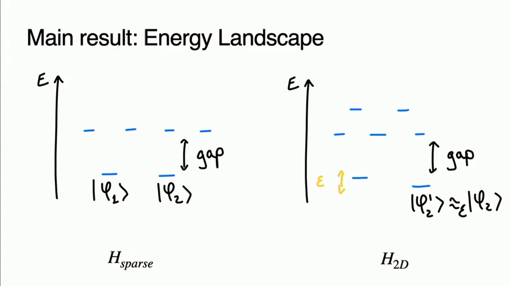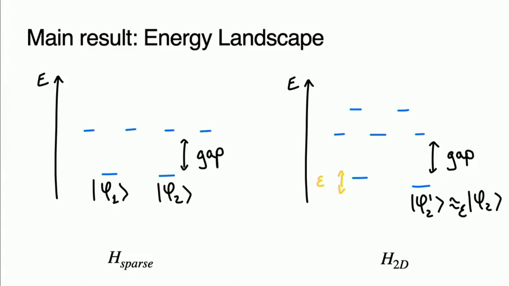Here is another pictorial description of what we mean. This is the energy landscape of the original Hamiltonian, and this is the energy landscape of the 2D Hamiltonian. The first guarantee that we want is that if we started with a gap between the ground space and the excitations, we want the same kind of gap. The second thing is we will have some kind of degeneracy in the ground space, and we want that degeneracy to be preserved up to some correction. So the low energy states are not going to be exactly degenerate. They're all going to be within a small energy epsilon, but not exactly the same energy.